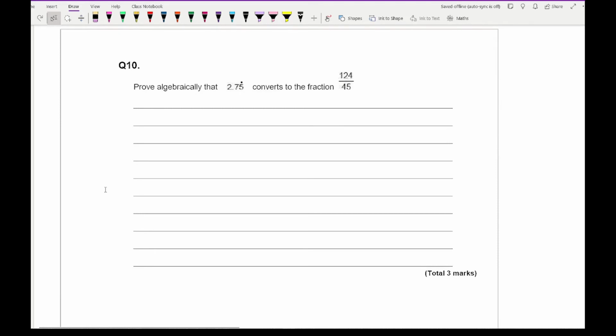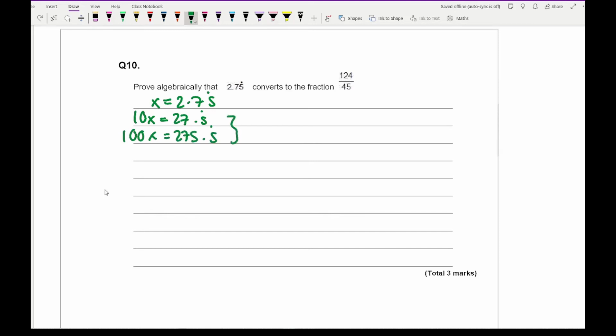Then moving on to question 10, it says prove algebraically that 2.75 recurring converts to the fraction of 124 over 45. So for this, all we then need to do is look at doing just that. So here we've got x equals 2.75 recurring. Now what you want is to have the recurring pattern straight after the decimal point. So if I multiply that by 10, I get 27.5 recurring. Multiply that by 100 and I get 275.5 recurring.